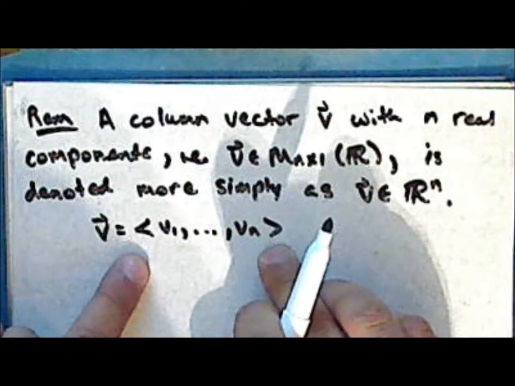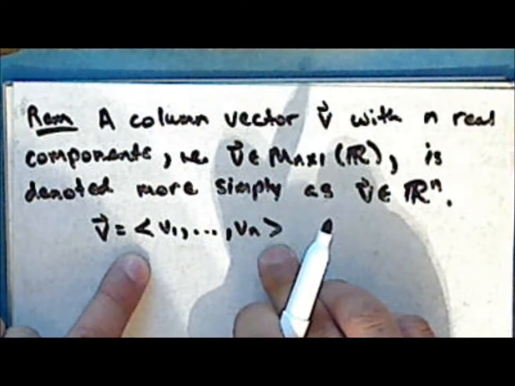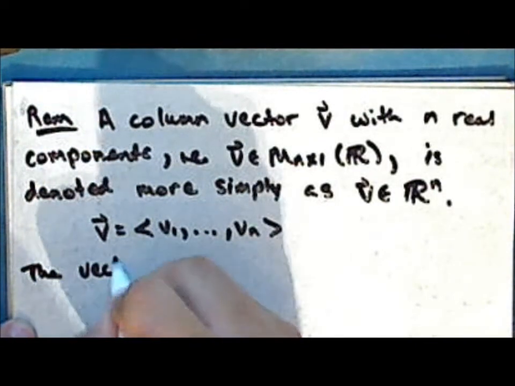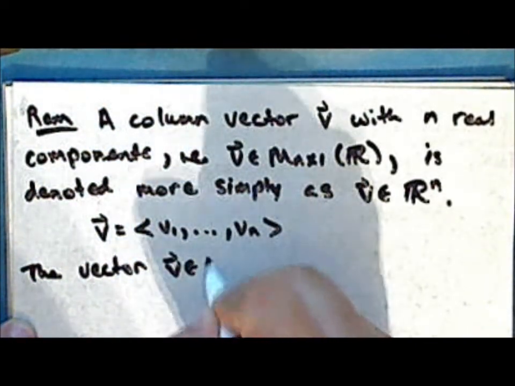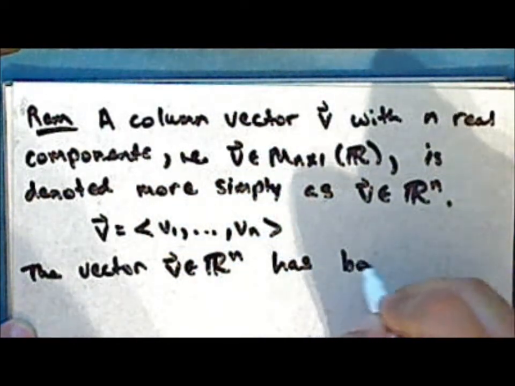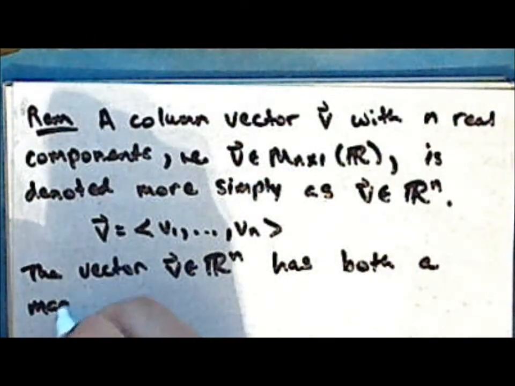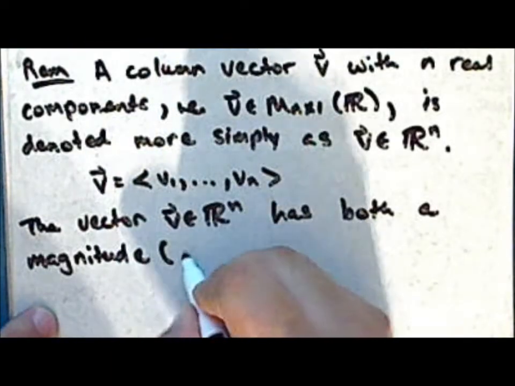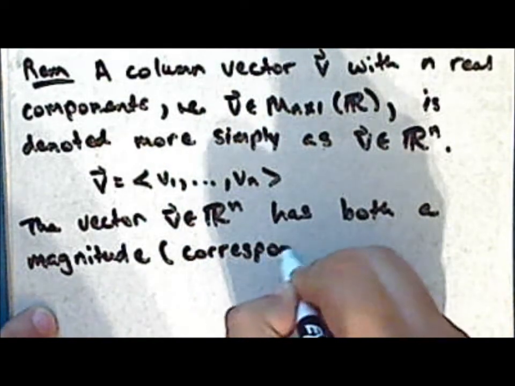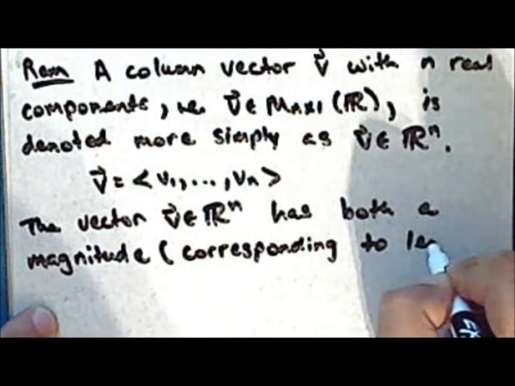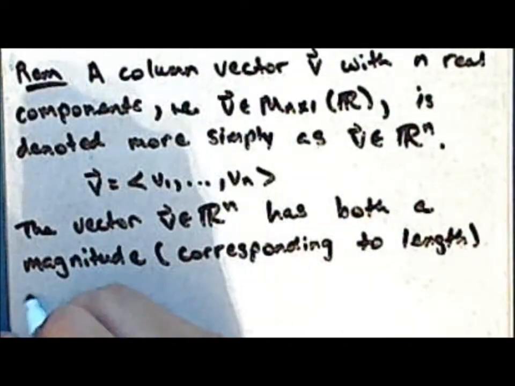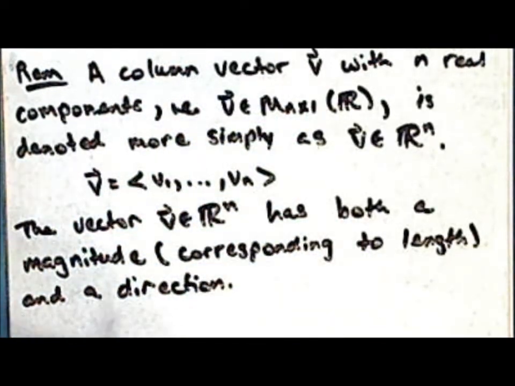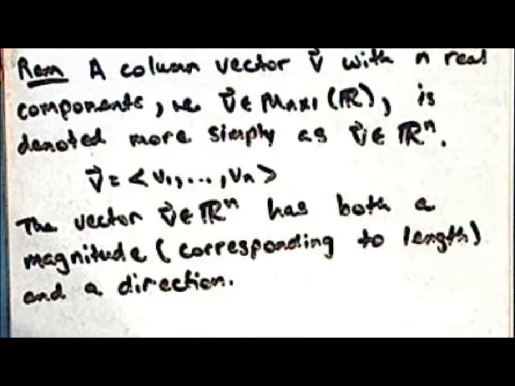And in this lecture, I am going to use angled brackets for the components of a vector to distinguish it from a point. The vector v has both a magnitude, which we will call the norm of the vector, and this corresponds to the length of the vector, and a direction. So we represent vectors in space as directed line segments or directed arrows.